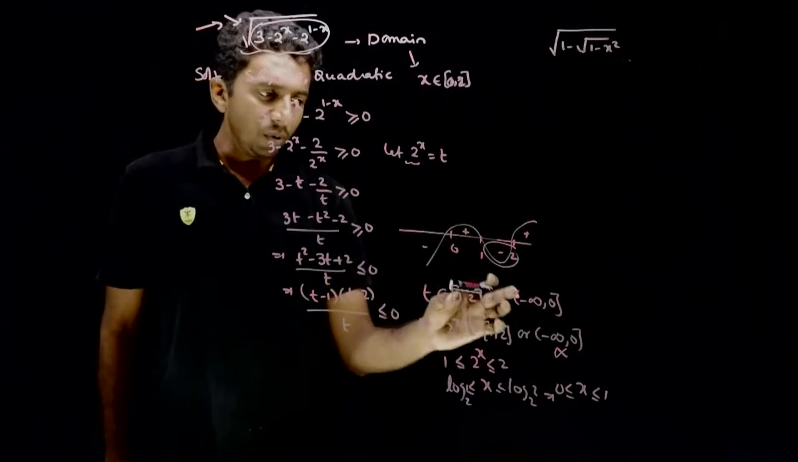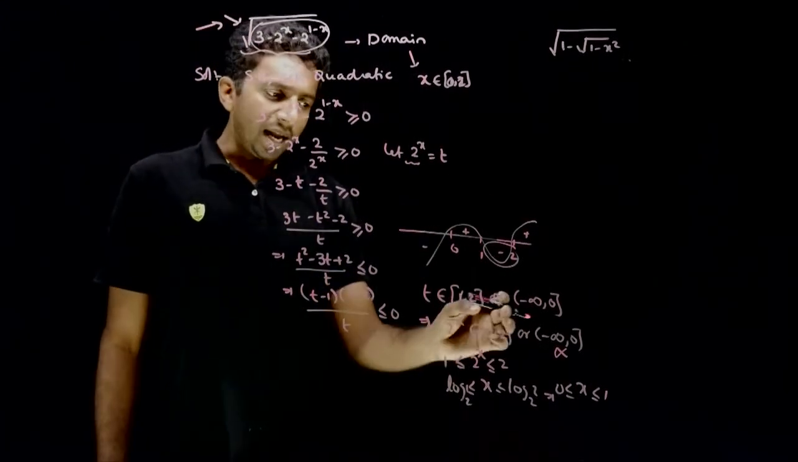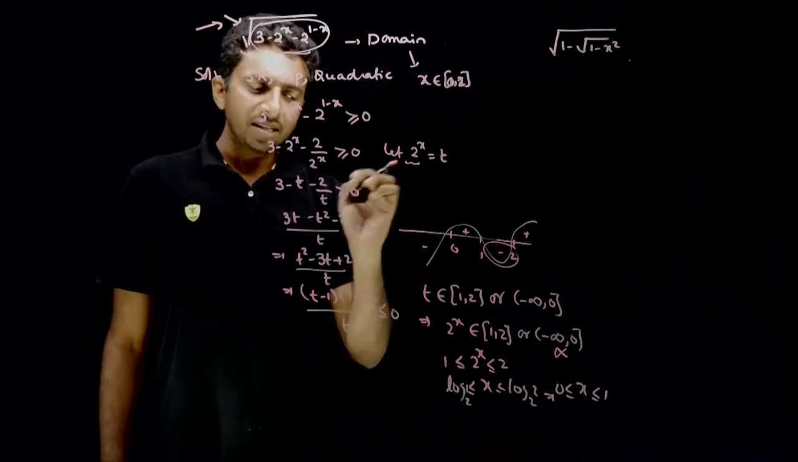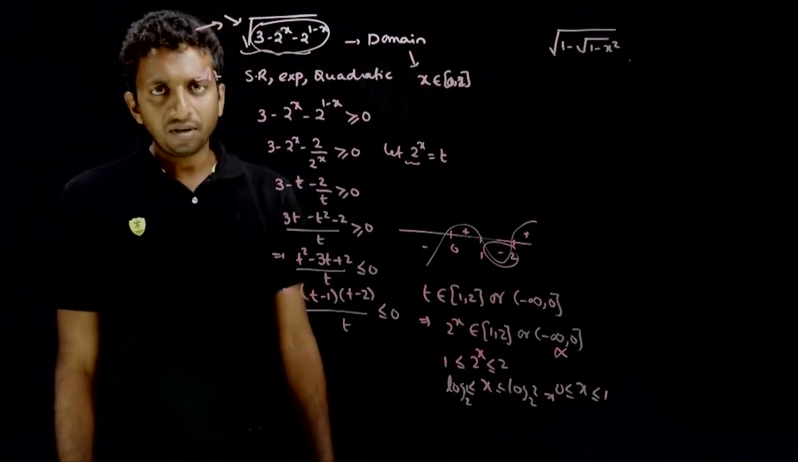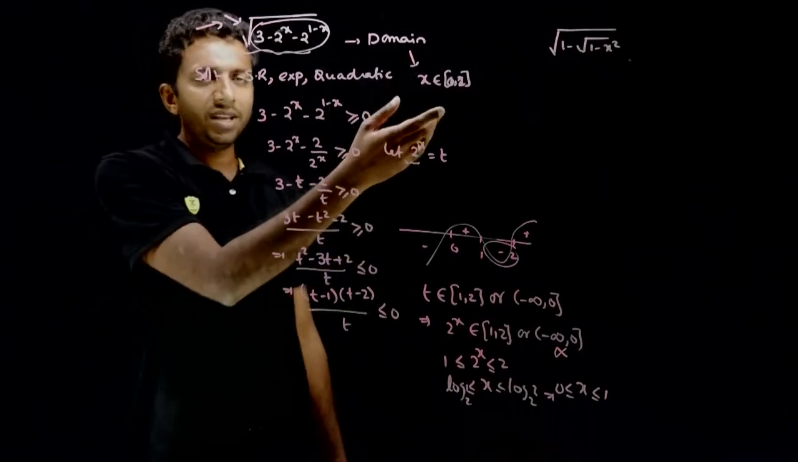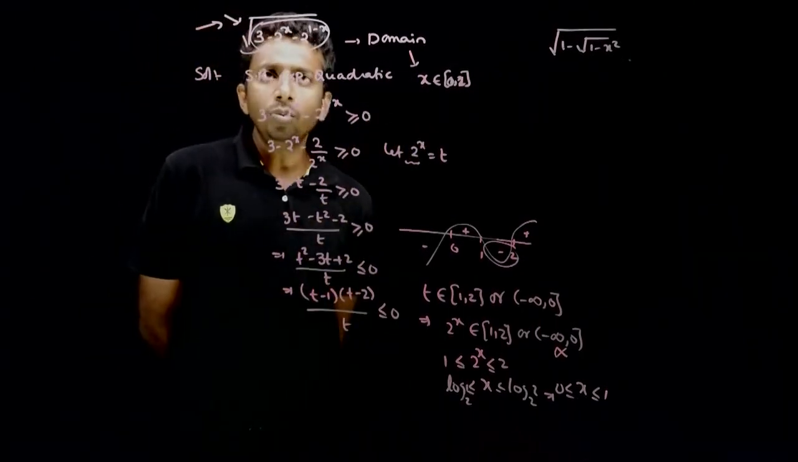ठीक है, Wavy curve से आपको t का solution आ गया. And then finally we have done the back substitution. From that we have got the possible values for x. So the domain is closed 0 to 1.